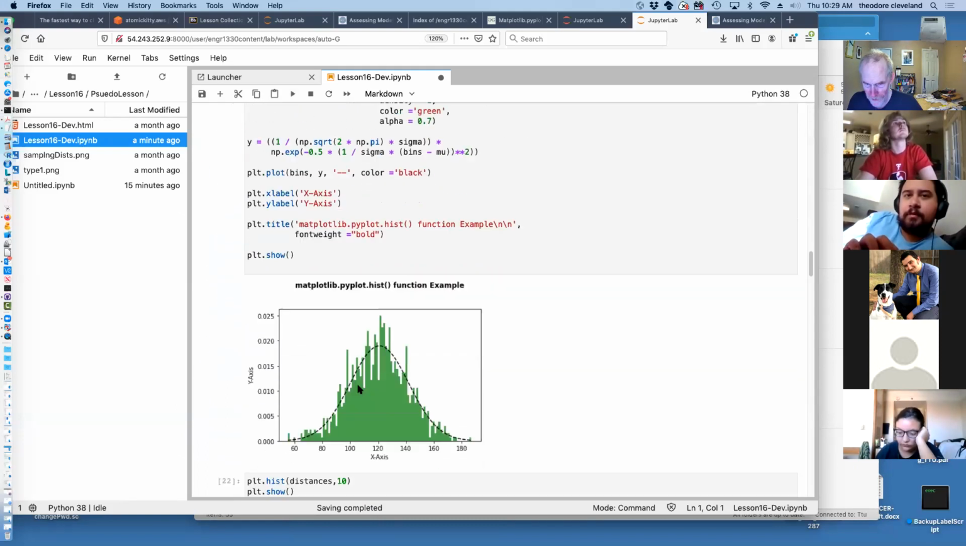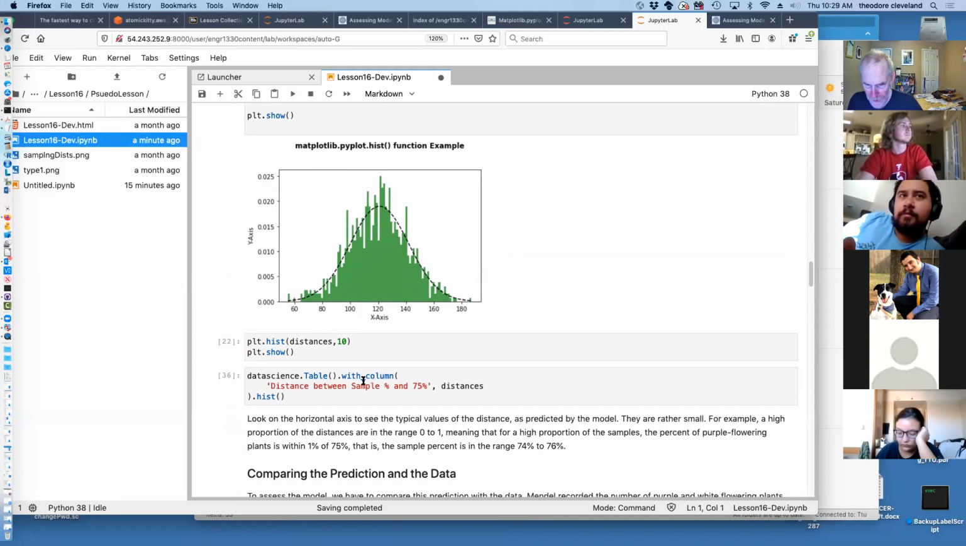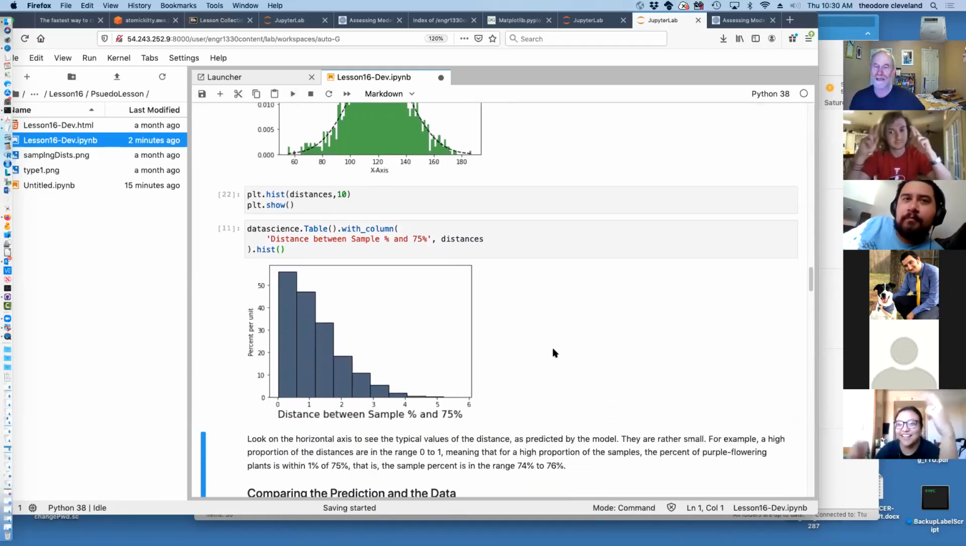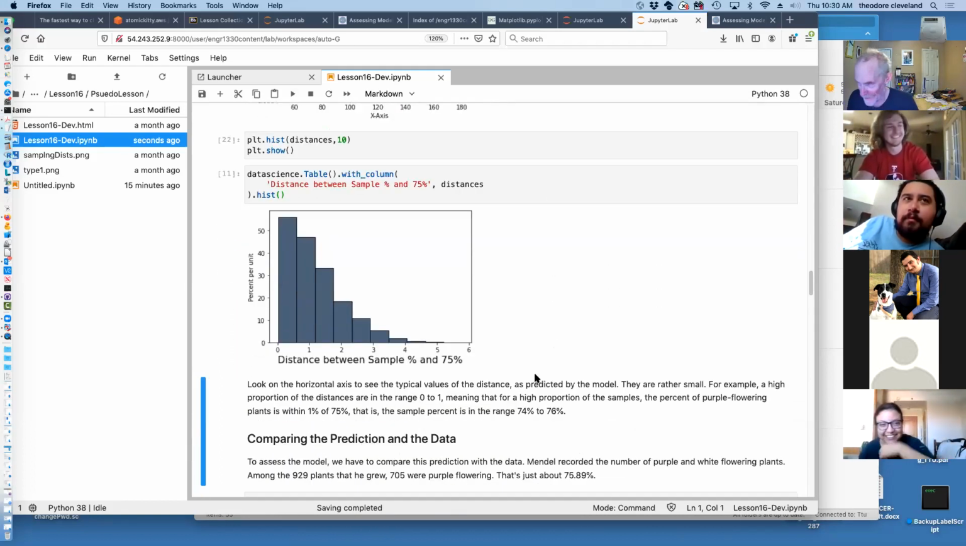And now the part that I wanted to do, which was to make a histogram. There is a function in the data science module that says we can take a table that has a column. We can name the column distance between sample and 75%. We can take the object distances and produce a histogram. So that's supposed to produce a histogram. Here goes nothing. With any luck, it'll fail, which means we go to the HTML version and the lecture gets way shorter. So everybody got their fingers crossed that this will fail. Sweet, I got my histograms back. Okay, this turned out to be a great lesson. You get to see me debug it, and we're now getting what I wanted.